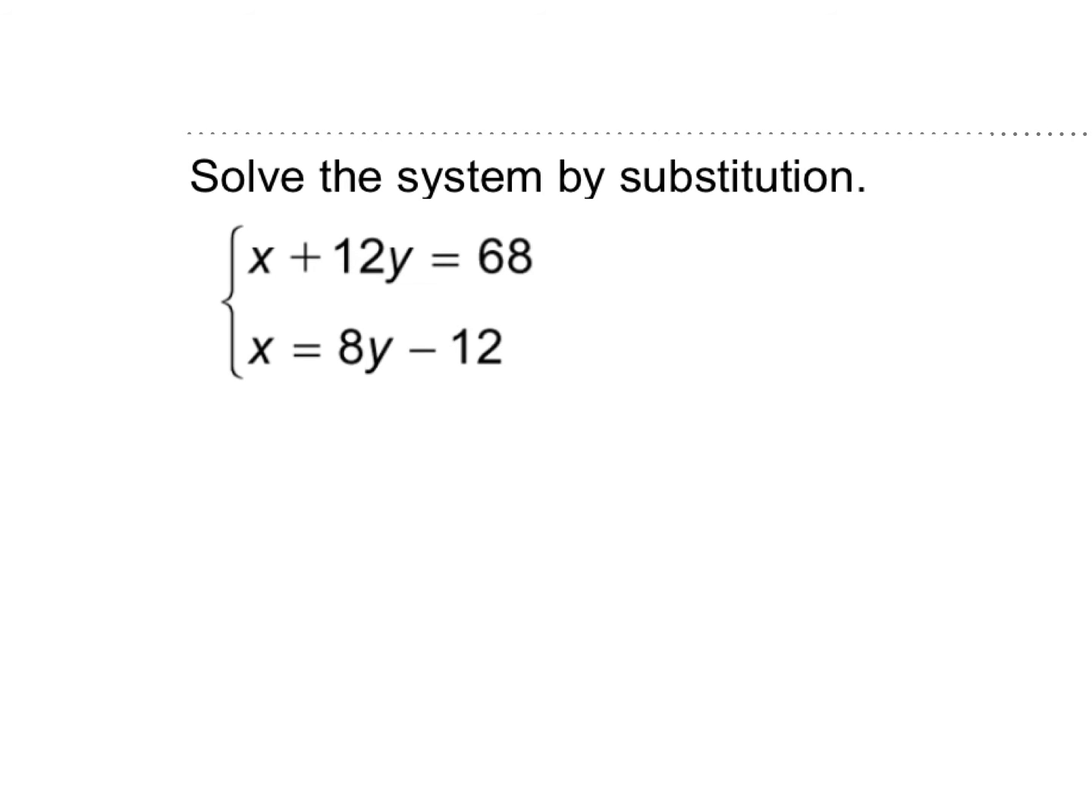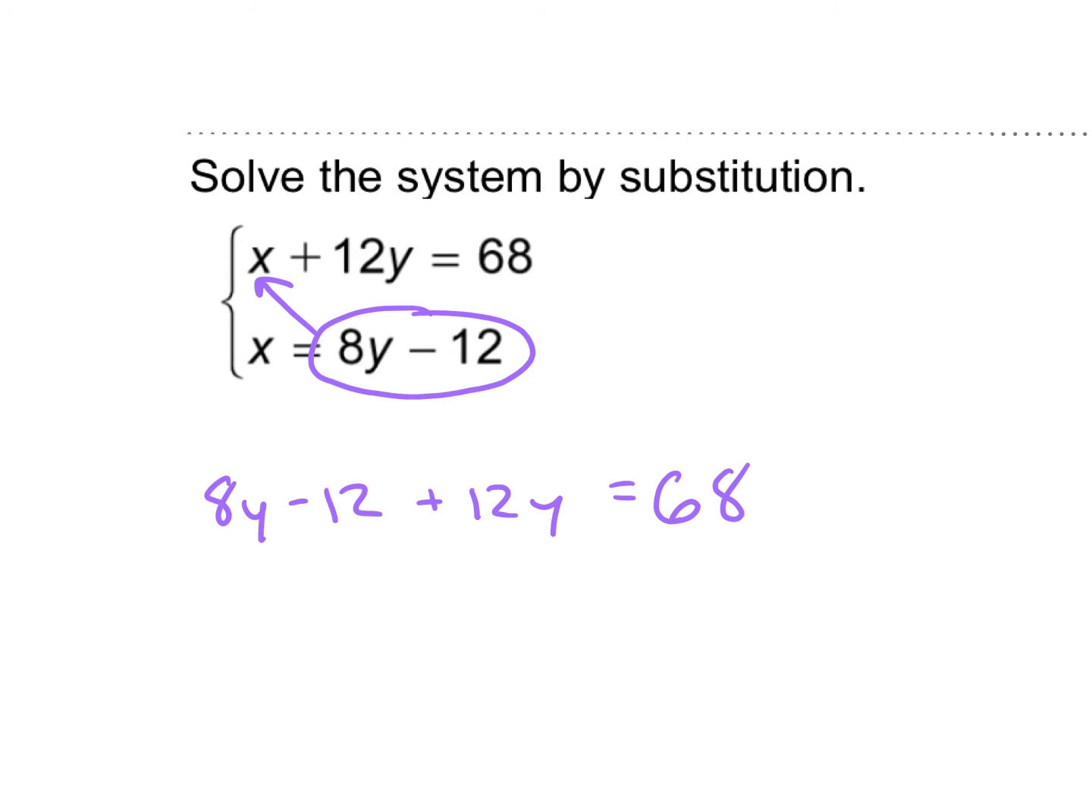All right, so again, we're solving the system by substitution. So step 1 is to isolate a variable. Do I already have a variable isolated? Yeah, I have x is equal to this. So once I get x is equal to, what do I do with that? Plug it into my x in the other problem. So I'm going to take this whole thing that x is equal to and plug it into this x here. So I have 8y minus 12, and then everything else stays the same. So plus 12y is equal to 68. So all I did was take this x here and plug it in right here. Just replace the x. I substituted it in.